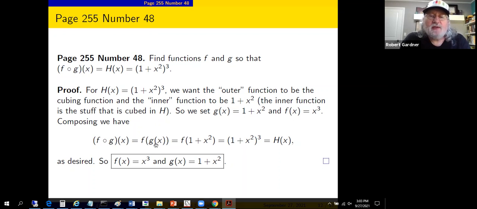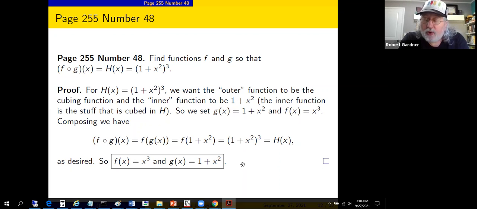And for this reason, thinking in terms of inner and outer functions. F composed with g of x, what's g of x? We think it's 1 plus x squared. So we'll take 1 plus x squared, f of that. F takes input and cubes it. So it'll take that input of 1 plus x squared and cube it. And that's exactly what we were aiming for. It worked as desired. So we'll take f of x as x cubed and g of x is 1 plus x squared. So there's how we can use compositions of functions to take a given function and rewrite it as a composition.